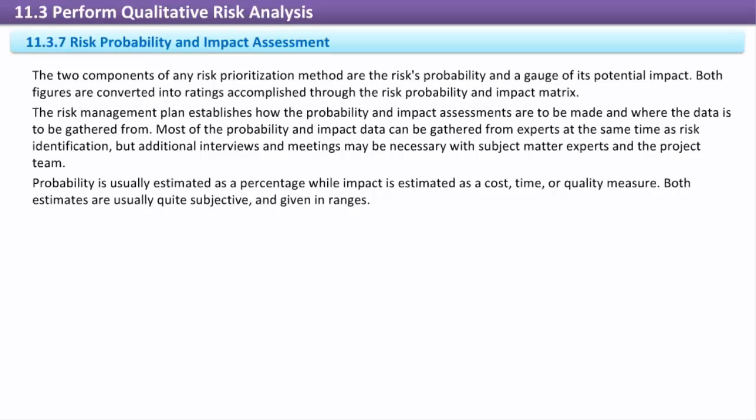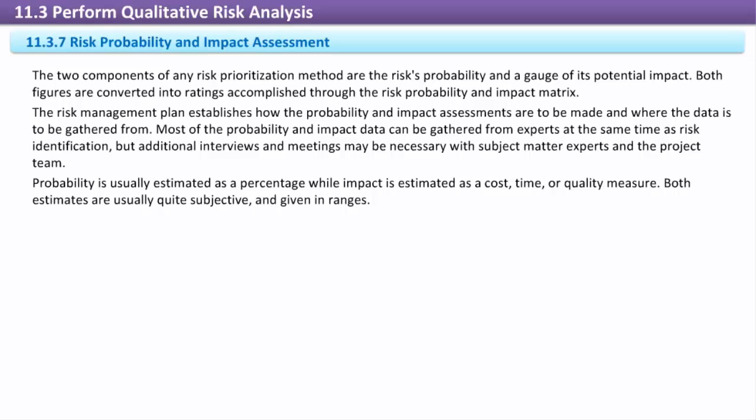The two components of any risk prioritization method are the risk's probability and a gauge of its potential impact. Both figures are converted into ratings accomplished through the risk probability and impact matrix. The risk management plan establishes how the probability and impact assessments are to be made and where the data is to be gathered from. Most of the probability and impact data can be gathered from experts at the same time as risk identification, but additional interviews and meetings may be necessary with subject matter experts and the project team.